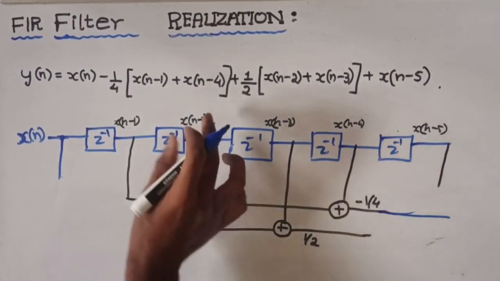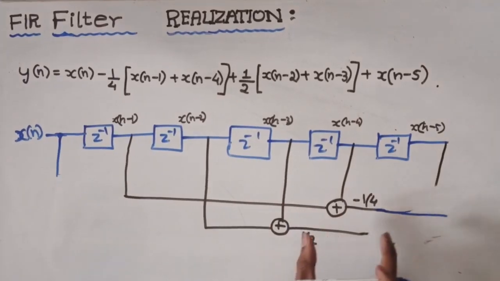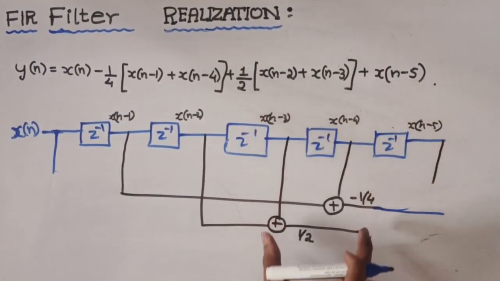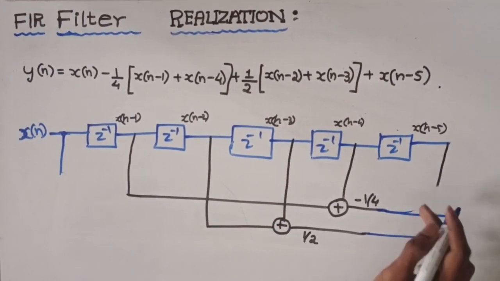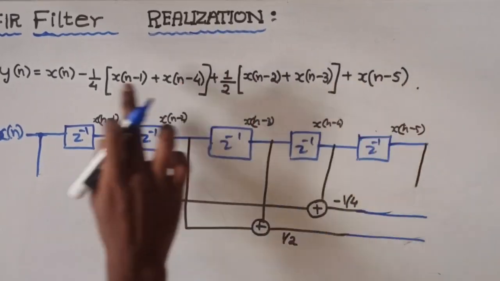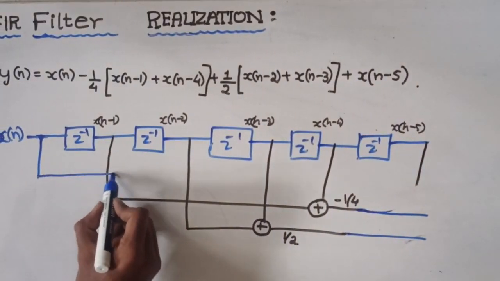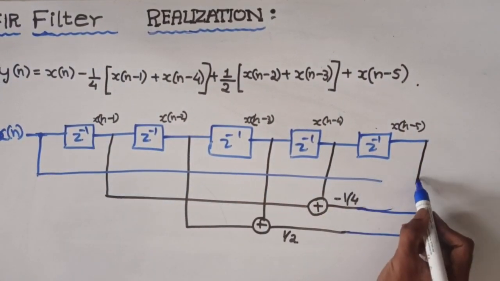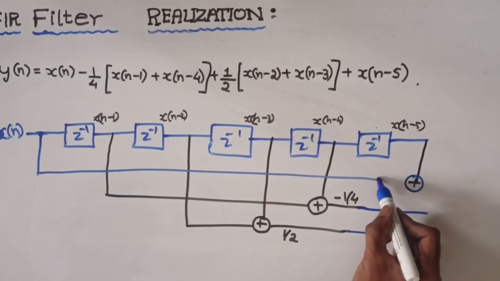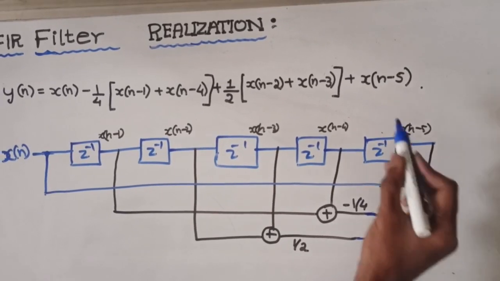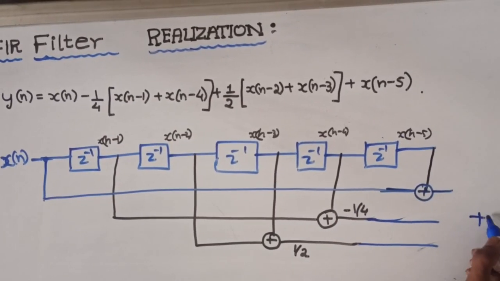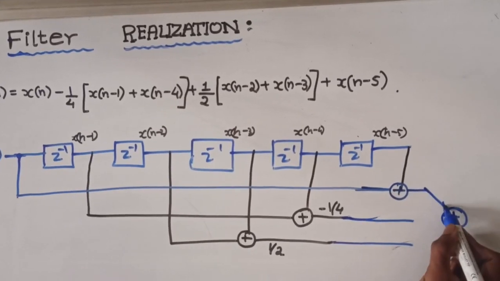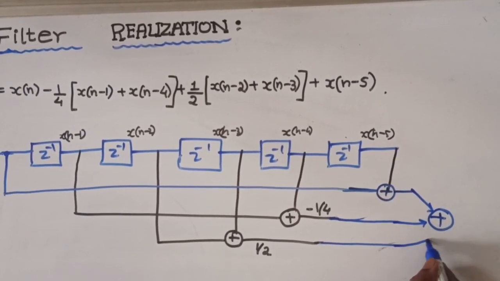Here we get the second term minus 1 by 4, and here we get the third term 1 by 2. Remaining is x of n minus 5 and x of n. This will be the common point for x of n and x of n minus 5. These together meet to form y of n.